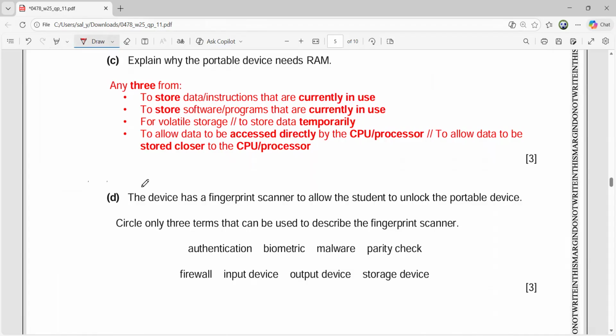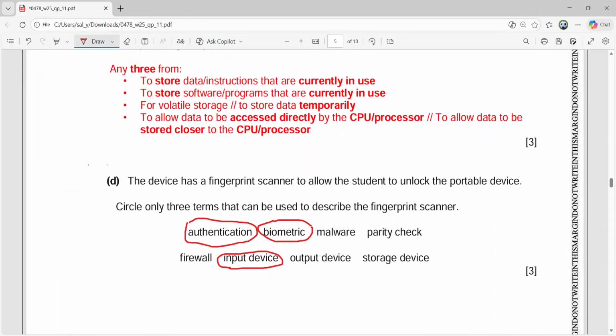Done? The first one is authentication. Yes, exactly. And you simply circle it, and that will give you one mark. Then the second one is fingerprint scan is an example of biometric. That will give you the second mark. And then thirdly, it's an input device, and that will give you the third point. So in this manner, if you have circled these 3, you will be able to score 3 out of 3.